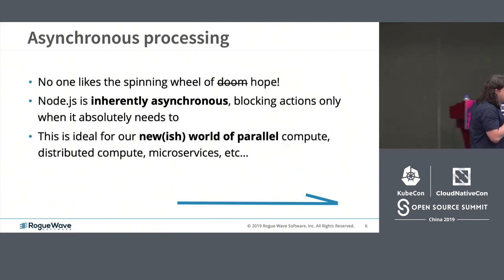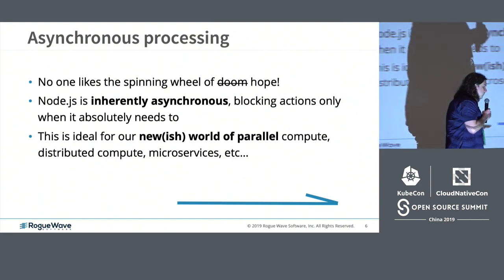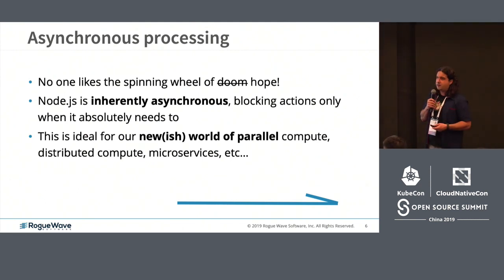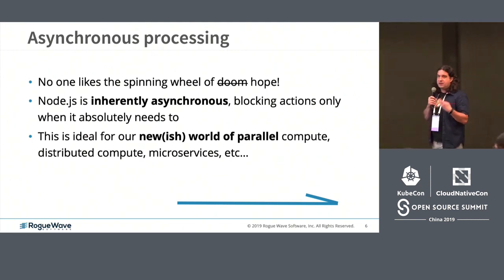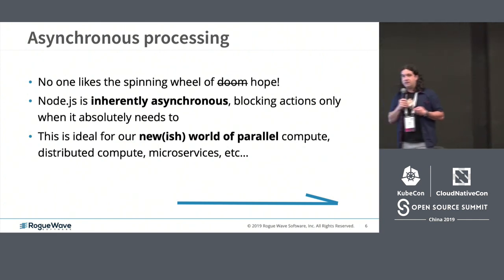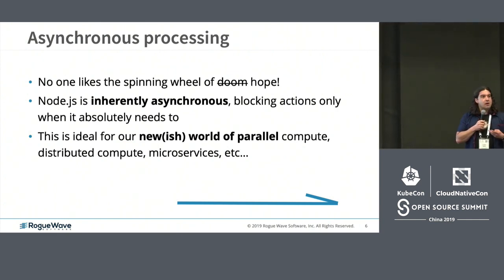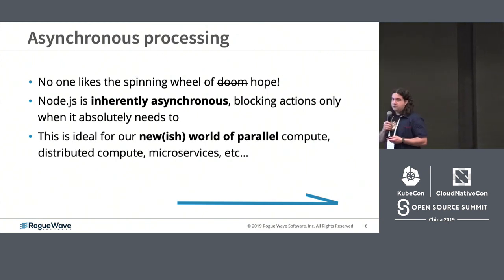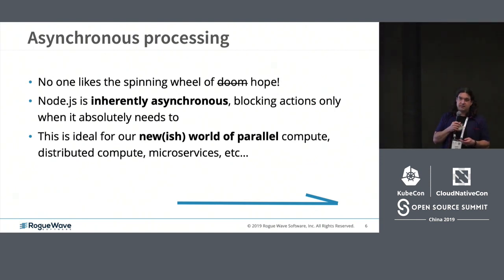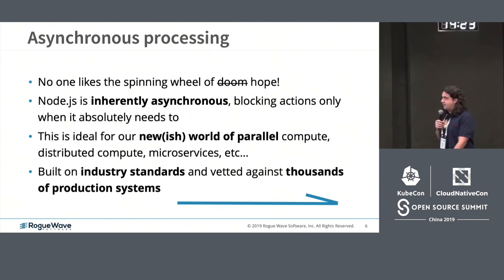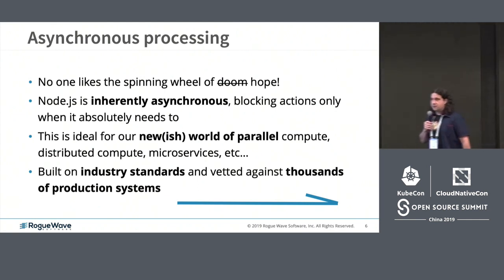And when we're doing all of that work in parallel, we really need a way to distribute that code and make that code very atomic. Anybody who's familiar with the concept of a 12-factor app, probably if you're working with containers, you're starting to learn some of those fundamentals. Node is actually an ideal language for doing something like this because it is inherently asynchronous and it's very small and very lightweight. It is built on industry standards and it's been vetted against thousands of production systems. It's an extremely popular language right now.